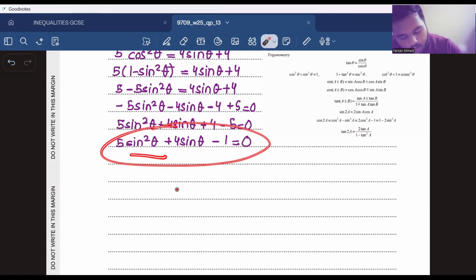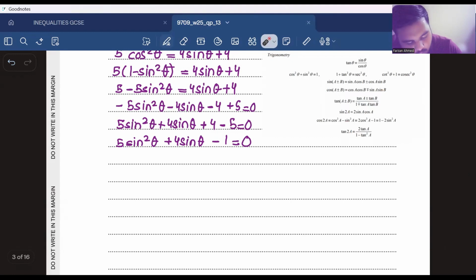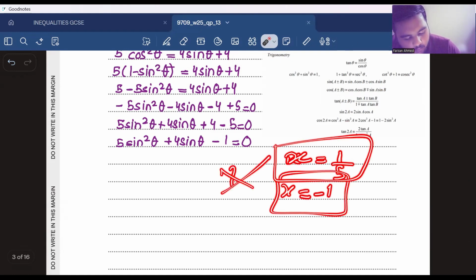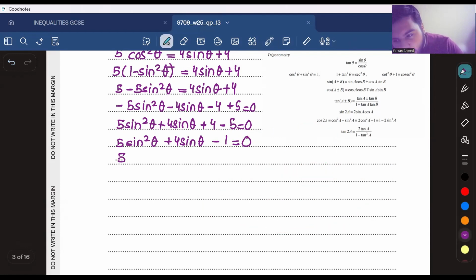Middle term breaking. So where is my calculator? Yes, here is my calculator. So mode, option 5, 3, then 5, plus 4 and minus 1. So the first x value is 1 upon 5. The next x value is minus 1. If we write x is equal to 1 upon 5 and x equals to minus 1 directly, the examiner will not check and it will be crossed. So we should make it in brackets.